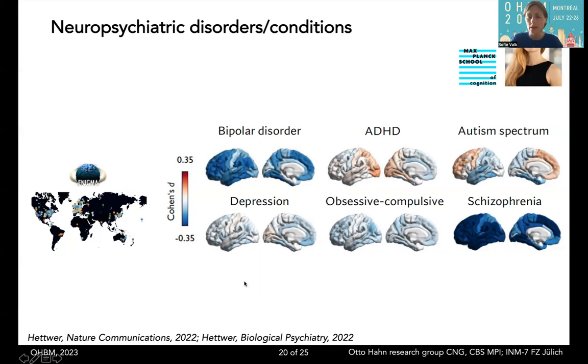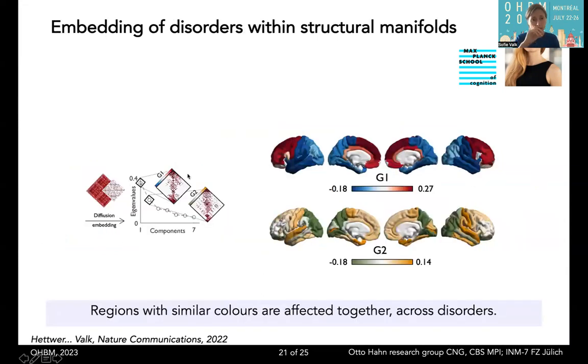And then the idea was, what if this impact of disorder also has a systematic co-alteration across disorders? So we created this transdiagnostic covariance matrix. And then we wanted to know what are the main patterns that organize this transdiagnostic covariance. And we performed a dimension reduction technique to see what regions covary together across disorder. So I hope you still follow me, because what is interesting is that we find that regions with similar colors are affected together across disorders.